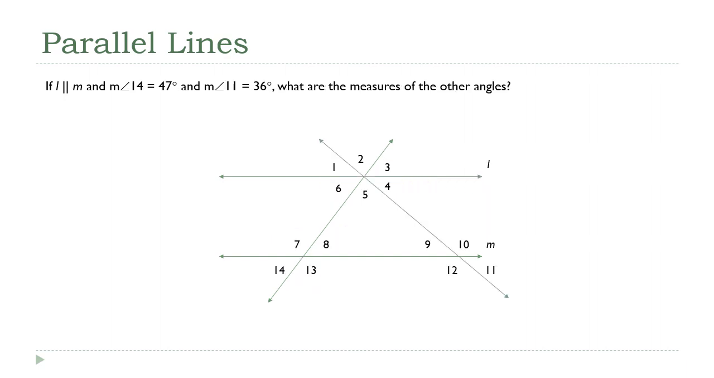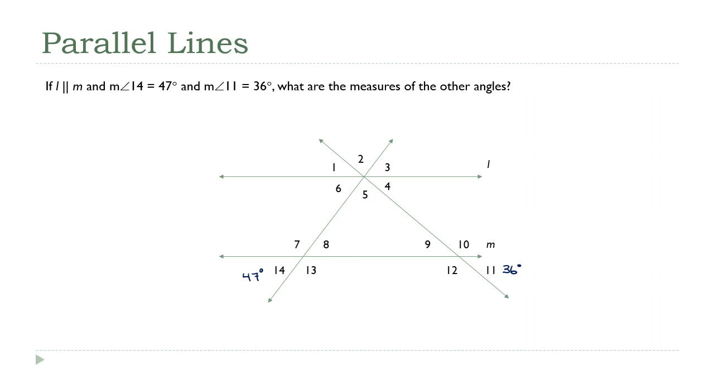So there's a little more going on here. We have four lines, two parallel lines again, L and M. And this time we have not one, but two transversals. Okay, so I'm going to do the same thing I did before. I'm going to fill in the information that I know. Angle 14 is 47 degrees, and angle 11 is 36 degrees.